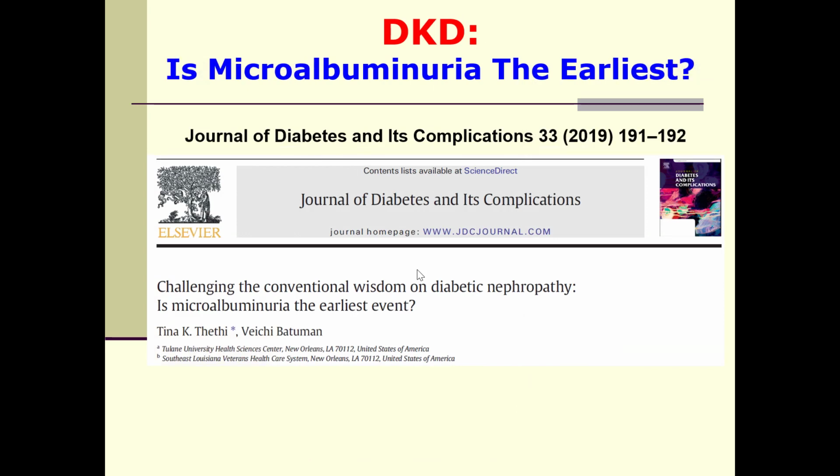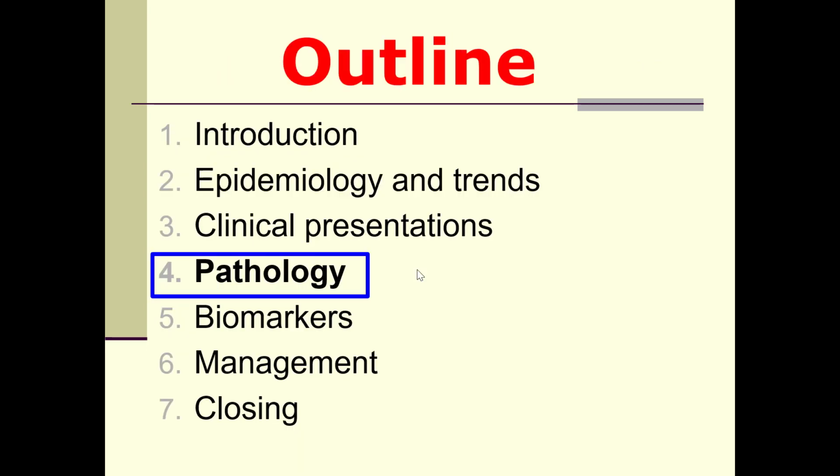Is microalbuminuria the earliest finding in diabetic kidney disease? This study shows data challenging the conventional wisdom on diabetic nephropathy by discussing the issue: is microalbuminuria the earliest event? And they found that low molecular weight proteinuria or non-albumin proteinuria may be an earlier marker reflecting tubular function in a diabetic patient.